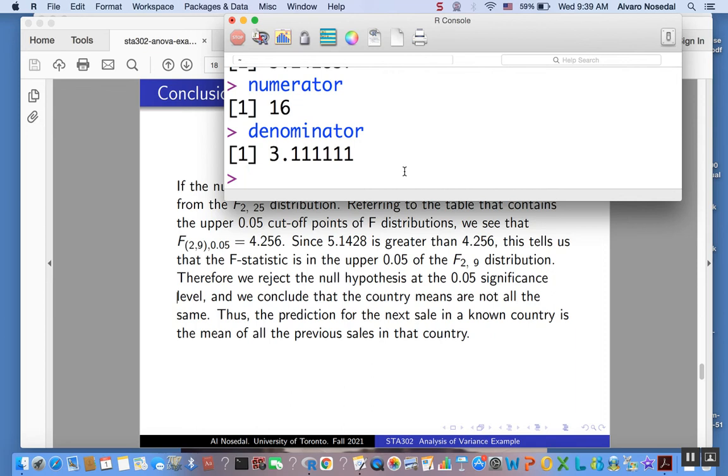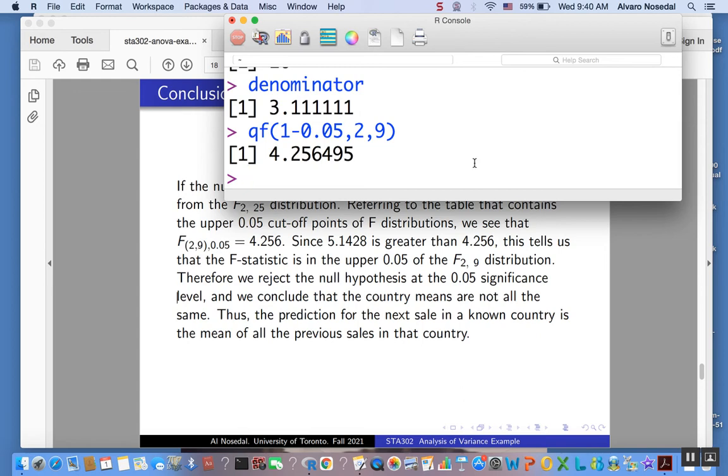You just have to find a quantile of an F distribution, and to do that you use the function QF. Since alpha is 0.05, you want to have 0.95 to the left of that quantile, with 2 degrees of freedom in the numerator and 9 degrees of freedom in the denominator. So if your F star lies to the right of that critical value, you reject H naught.